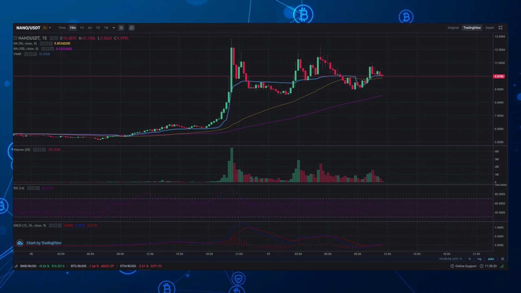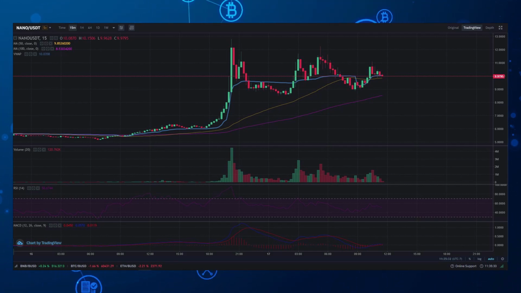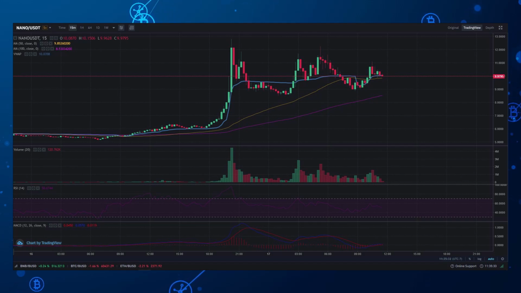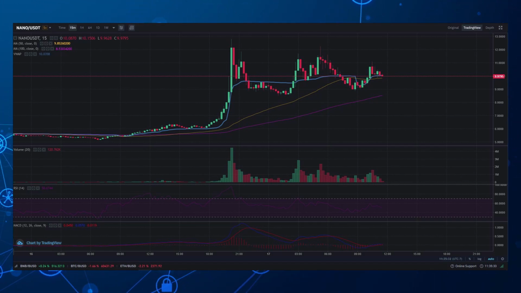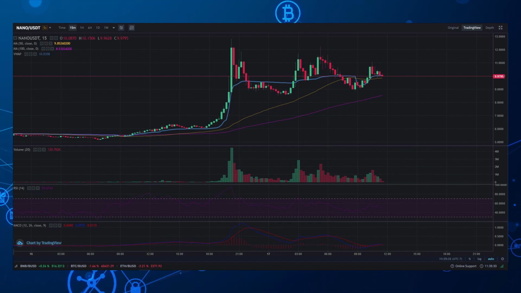Just make sure this level is tested a couple of times before taking entry. You'll probably hear me say that time and time again. And to my current subscribers, I'm sorry if I sound like a broken record. This goes for both swing traders and day traders, however. So just please understand that.